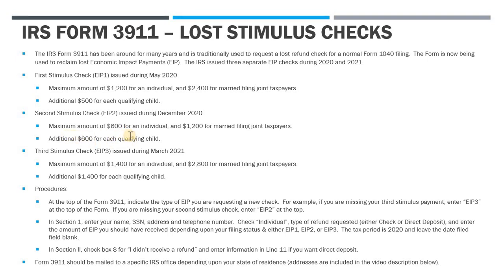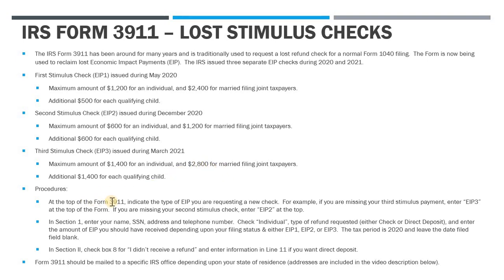So the second stimulus check, again, these went out in December. $600 a person, $1,200 married filing joint, and then an extra $600 for each kid. And then the third one was $1,400 for an individual, $2,800 for married filing joint, and then an additional $1,400 for each qualifying child. Okay, so now let's look at the procedures.